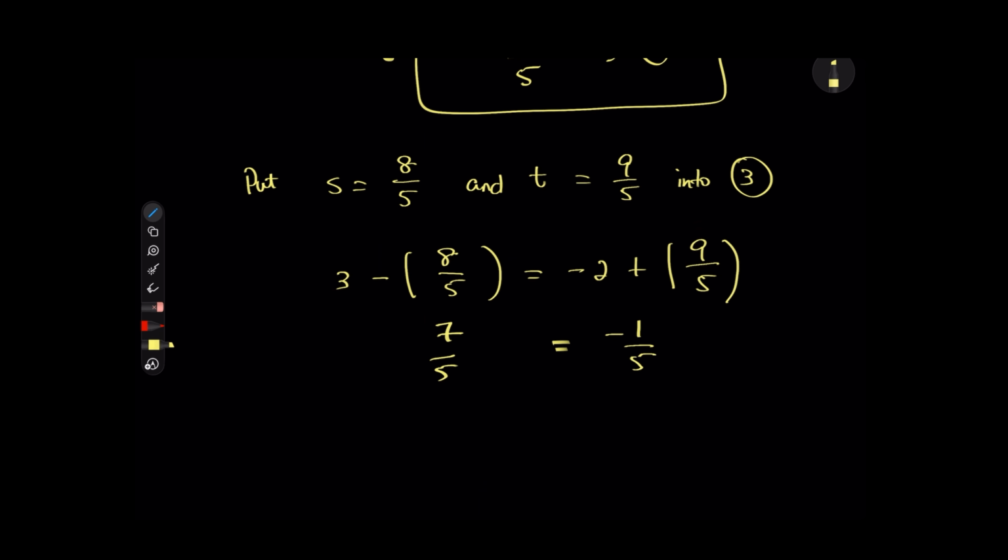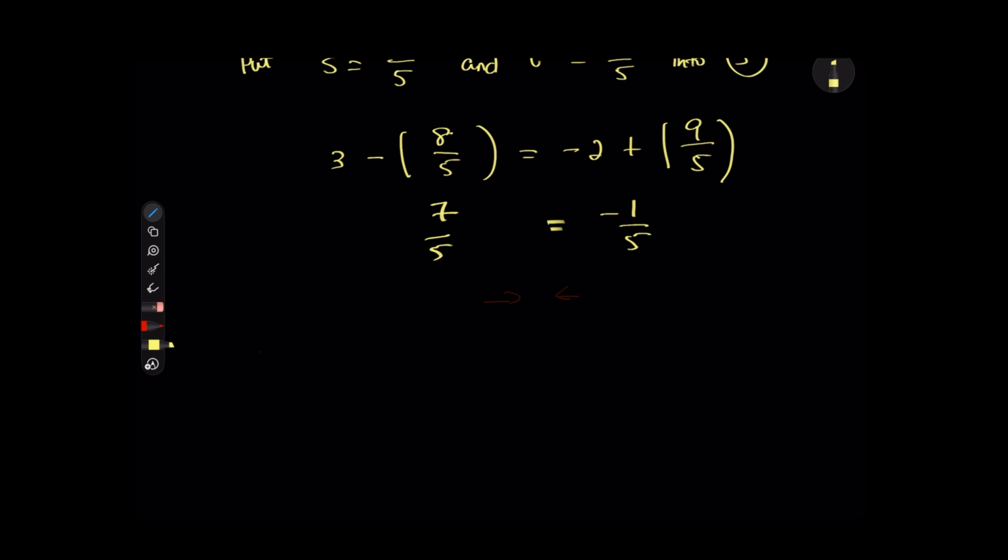So at this point, I can see that I have a contradiction. 7 upon 5 is not equal to negative 1 upon 5. So hence, the lines do not intersect. Therefore, L1 and L2 are skew. So our conclusion for part 1 is that the lines are in fact skew.